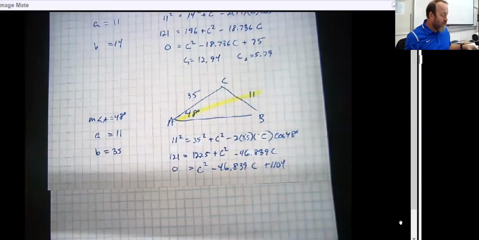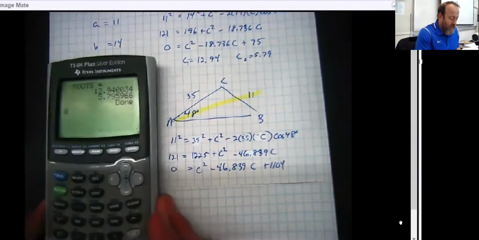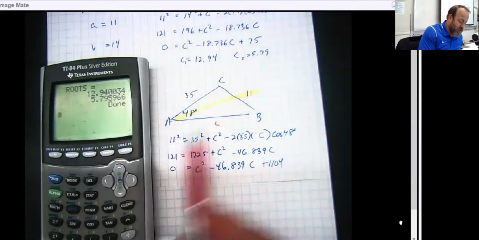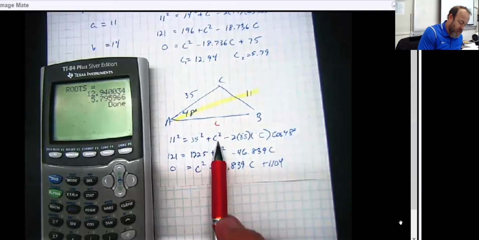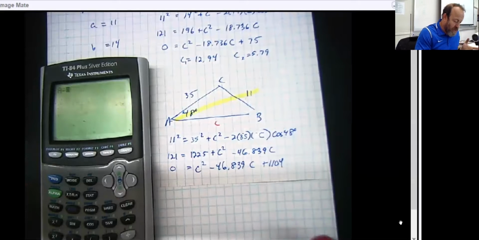And last but not least, here's a problem. We looked at this before where there was no solution, but let's see. Again, I went through the same process. Here is letter C. So I said 11 squared is 35 squared plus C squared. This is just our setup. I'm going to do the quadratic one more time. Let's see what happens, because the law of sines says there's no triangle. So this is going to agree with that. But how does it actually show it?